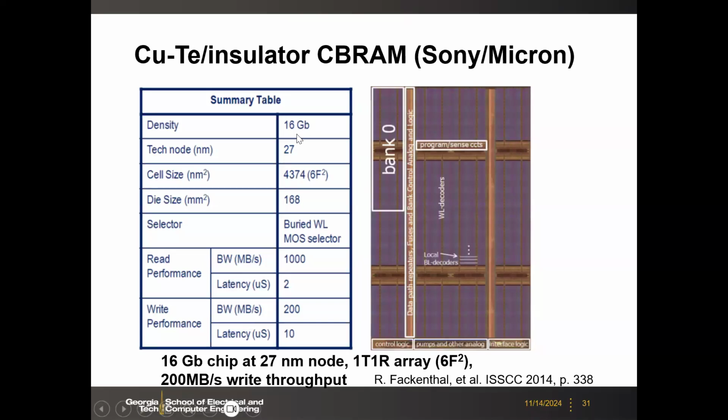So total chip size 16 gigabits, and then here is the read performance. You see that at this larger scale, it's kind of slow, right? 2 microsecond, 10 microsecond. So it's slower than the megabit level. In the previous megabit demonstrations, you see easily like 10 nanoseconds. So here at larger scale it's microsecond.